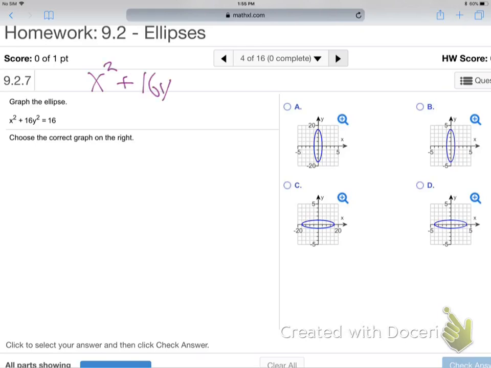X squared plus 16y squared is 16. Yeah, so you have a 16 on the right side. Divide through everybody by 16. So divide through by 16, because that would get the 1 on the right side. Ellipses, you always want to have that 1 on the right side.